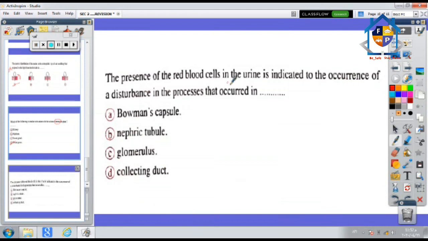The presence of red blood cells in the urine indicates the occurrence of a disturbance in the process that occurred in. We know that when red blood cells are present in urine, there is a disturbance in the filtration process which takes place in Bowman's capsules.